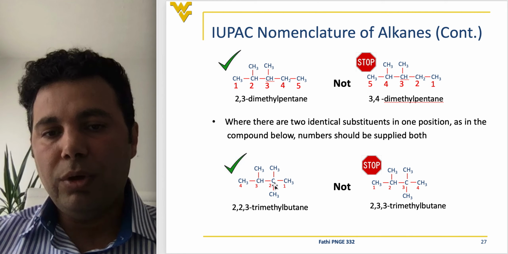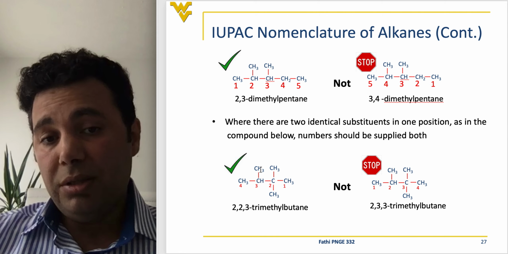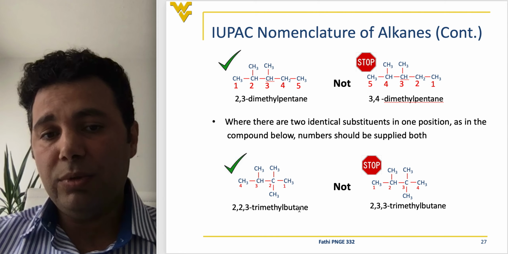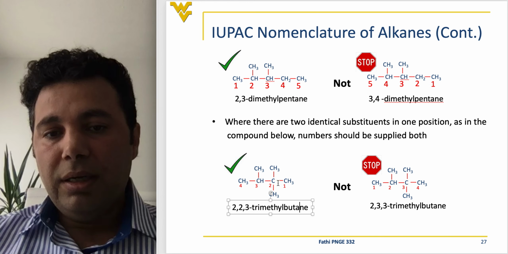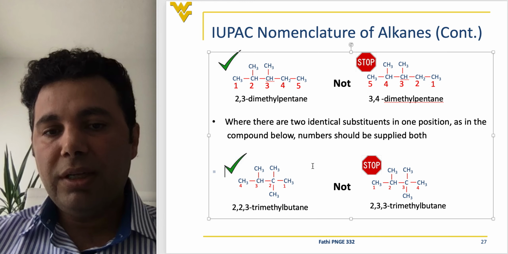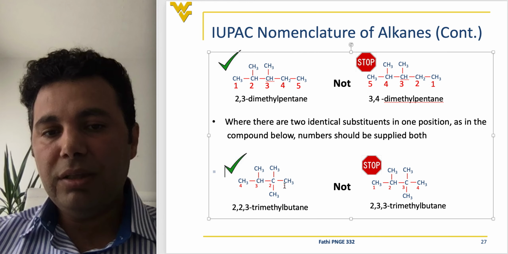So or here 1, 2, 3, 4. It could be this again. The longest chain has 4 carbons. So all single bond. The name ends with A and E. It has 4 carbons. So it's butane. Then I need to number the carbons. I number them from the end closest to the branch. So from here it becomes 1, 2.